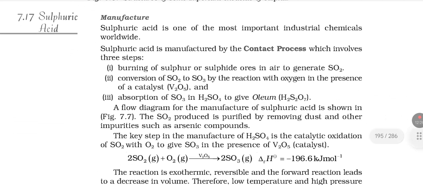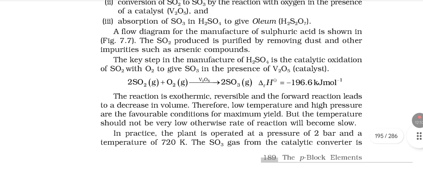Sulfuric acid manufacture. Sulfuric acid is one of the most important industrial chemicals worldwide. Sulfuric acid is manufactured by the contact process, which involves three steps: burning of sulfur or sulfide ores in air to generate SO2, conversion of SO2 to SO3 by reaction with oxygen in the presence of a catalyst, and absorption of SO3 in H2SO4 to give oleum. Flow diagram for manufacture of sulfuric acid is shown.